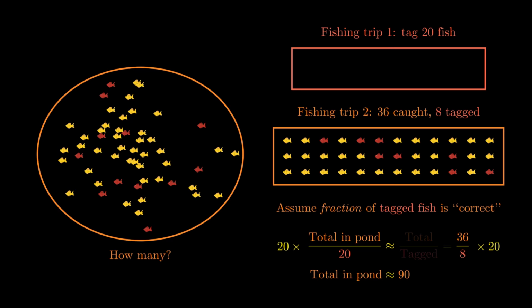Okay, the main idea is to base your calculations off this assumption that the fraction of tagged fish in your sample accurately reflects the fraction of tagged fish in the entire population. Then by writing out those two fractions, comparing the total fish with the tagged fish, we get a pretty simple equation to solve for our estimate.